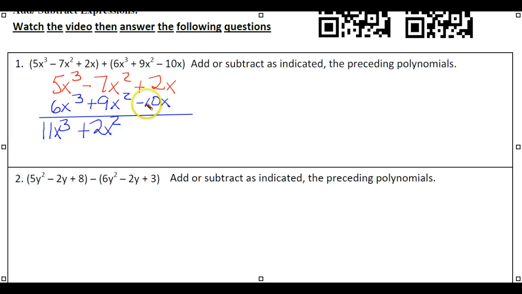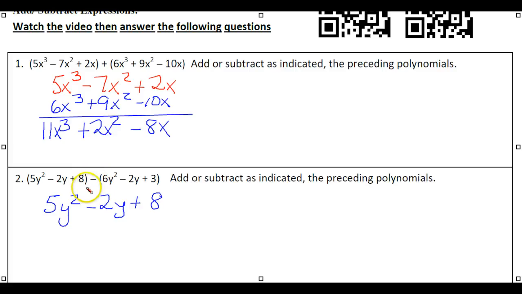And the same thing here. You have a negative 10 and a positive 2. You're subtracting and getting a negative 8x. Now in this next one, we're going to do a similar way. 5y to the second minus 2y plus 8. But we know it's subtraction now because of this negative sign.